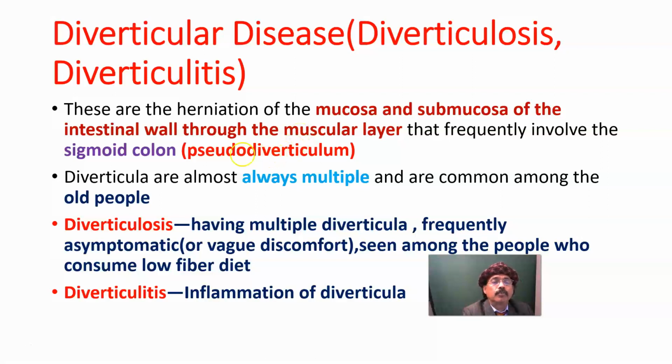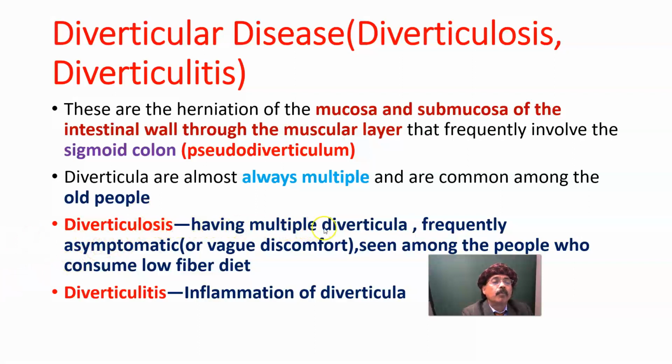diverticula. So the true diverticulum is Meckel's diverticulum, but colonic diverticula are actually pseudodiverticula because only mucosa and submucosa are pushing out from the lumen of the colon. Diverticula are almost always multiple and are common among old people.